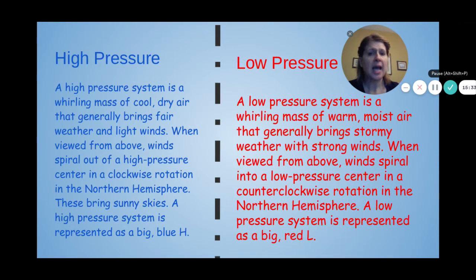A low pressure system is a whirling mass of warm, moist, most likely higher humidity air, generally bringing stormy weather and strong winds. When viewing from above, like through a satellite, winds swirl at a low pressure counterclockwise. Looking at the circle, that means it's going to go toward the left. Counterclockwise in the northern hemisphere, where you're living, anything above the equator. As it's represented on a map, a big letter red L. Again, the low pressure system is a warm air mass that's whirling and brings stormy, strong winds.